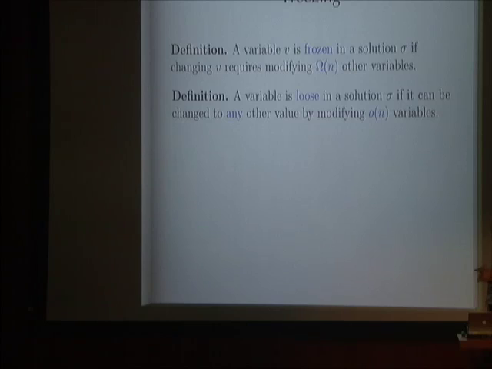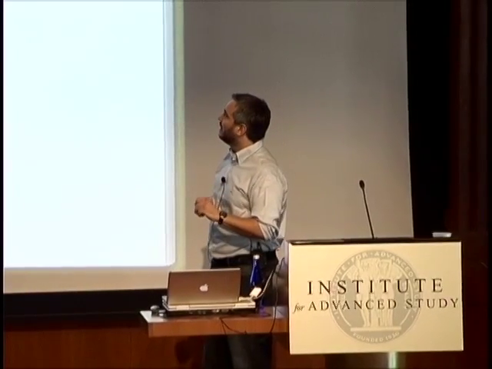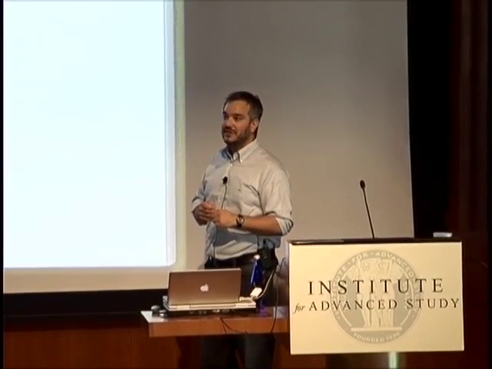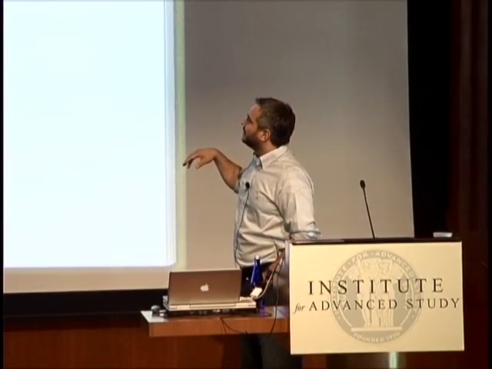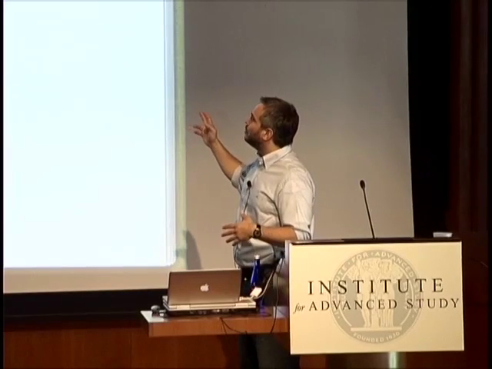Contrast this with, in some sense, the best definition we could have in the opposite direction: a variable is loose in a solution if you can change it to any value that you like, and that will only cause you to modify little o of n variables. It won't propagate. In fact, you can strengthen this to be big O of log n. You can imagine a set of solutions in which every variable is loose. Effectively, this is a convexity, a sphericity statement. It basically says you can do whatever you like. You only have long-distance correlations between the constraints.